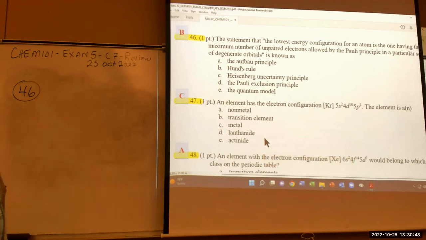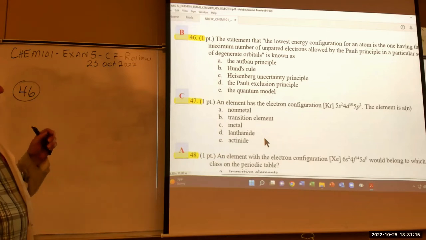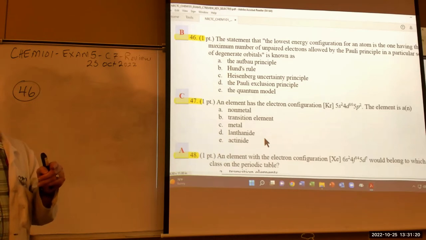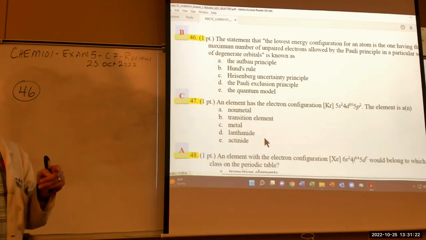The statement that the lowest energy configuration for an atom is the one having the maximum number of unpaired electrons allowed by the Pauli exclusion principle in a particular set of degenerate orbitals is known as... we didn't define degenerate orbitals yet. We can answer the question without knowing that, and I'll define them in a second. Okay, so which principle are we talking about? The lowest energy configuration is the one having the maximum number of unpaired electrons. Whose rule is that?